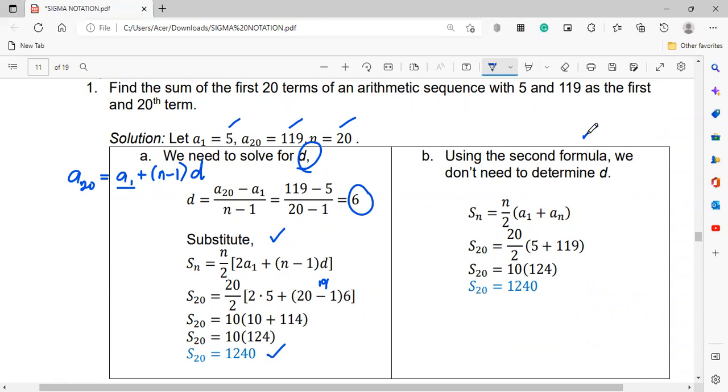Now, using the second form, okay, we don't need to determine the common difference. So, ang ginagawa lang natin dito is find the first term, find the last term you're referring. So, the first term is 5, and the last term, or the 20th term, is 119. Hence, we have 10 times 124. Then we can get the same, 1,240. Okay, so you notice here a bit faster yung second, no? Why? Because you already have the first term and then the last term.